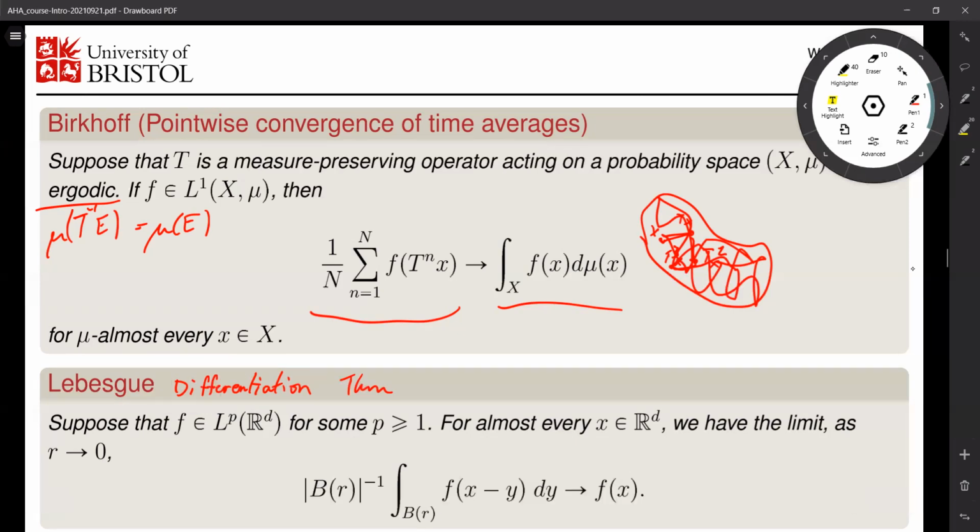And again, that's the opposite. So it's saying that at almost every point in Euclidean space, if I take some nice function, meaning it lies in L^p for some p, and I look at the averages of that function in smaller and smaller balls, then it converges to the value of the function at that point.